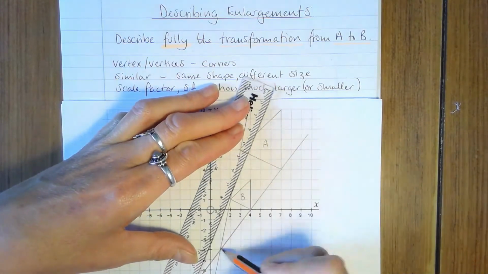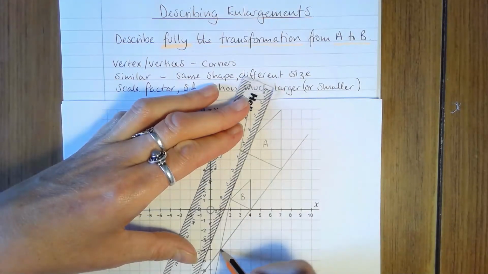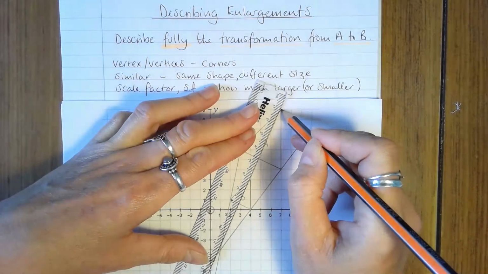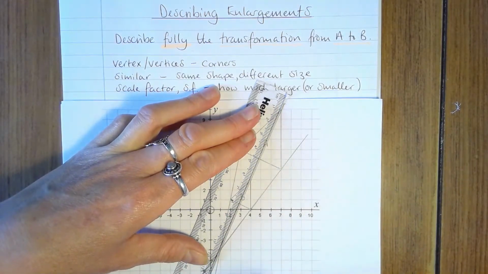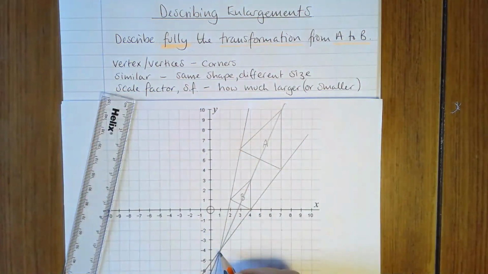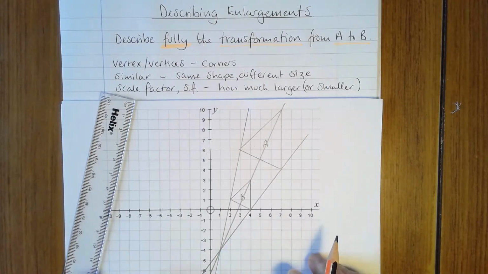And I can see now that the centre of enlargement is here, but it's a good idea to draw a line through all three vertices just in case anything goes wrong with those two, and that confirms that the centre of enlargement is 1 and -4.